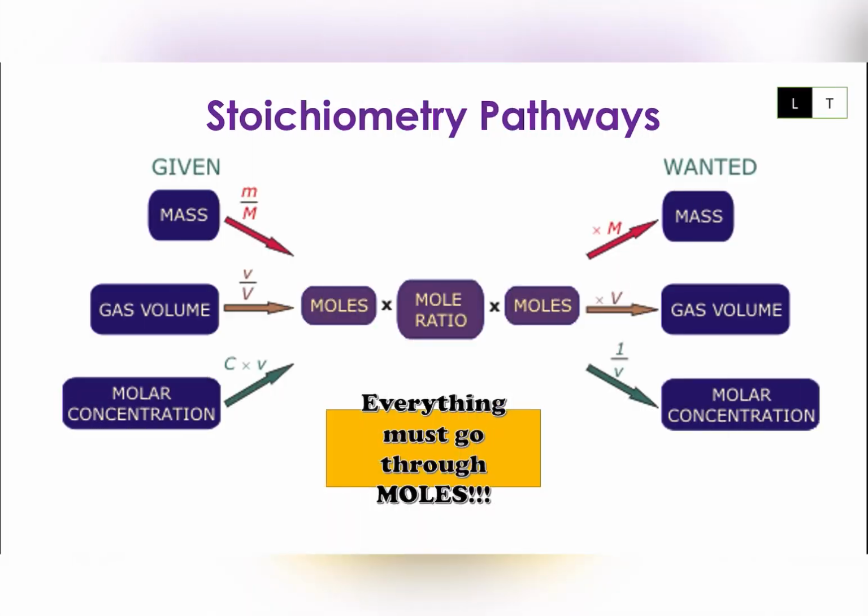So this is the stoichiometry pathway. When I use the term talk about 2 things, actually you got the given and you got the wanted. So for the given value from the question, you have to find the value that you wanted, and everything must go through moles.